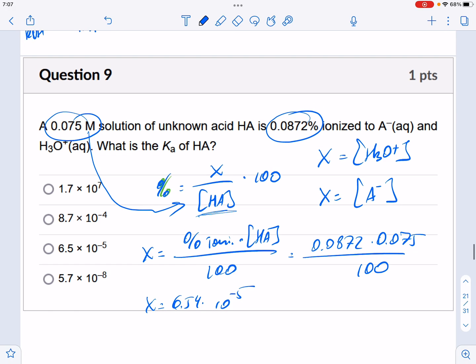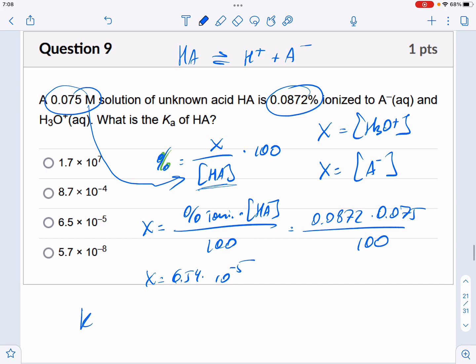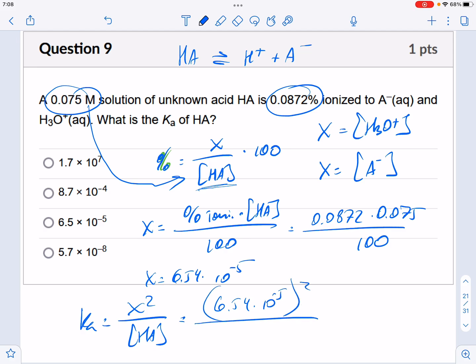All right, for any given acid, when HA goes to H plus and A minus, then Ka will be equal to X squared divided by HA, and this will be equal to 6.54 times 10 to the negative 5 squared divided by 0.075. So this is squared divided by 0.075, and Ka is equal to 5.7 times 10 to the negative 8.